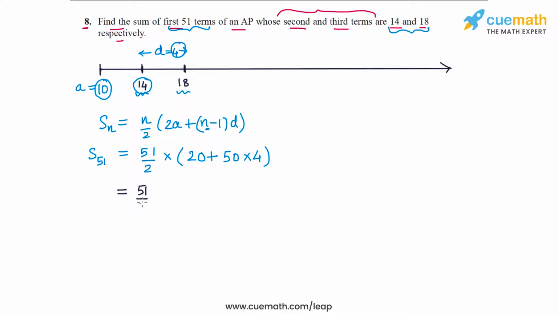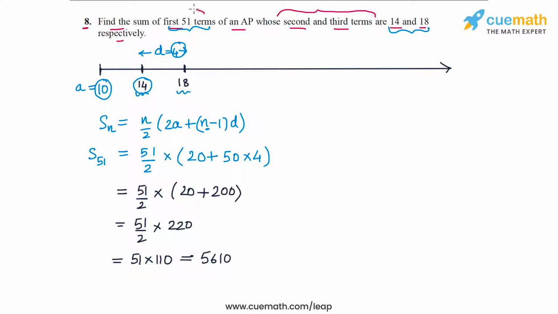So let's calculate this now. So 51 by 2 into 20 plus 50 into 4 is 200. So we get 51 by 2 into 220, which is equal to 51 into 110. And 51 into 110 is 5610. So the answer to this question is that the sum of the first 51 terms of this AP is 5610.